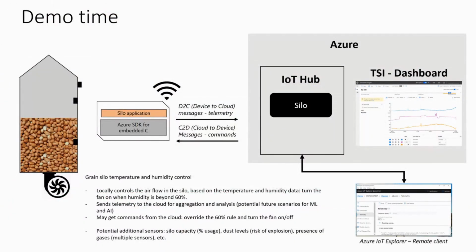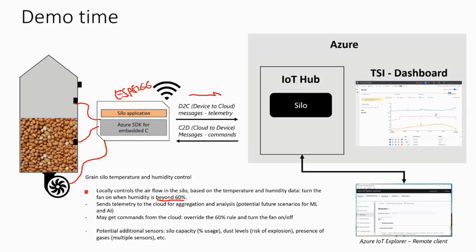And so finally, this is getting to the demo time. What we'll be demoing today is the device. We'll see the ESP8266 working, connected with the sensors and with the motor. The sample that we created was created to locally control the airflow in the silo. So it keeps reading the humidity, and every time the humidity goes beyond 60%, it turns the fan on and then off again when it goes below 60.